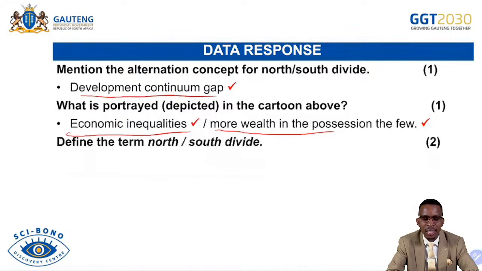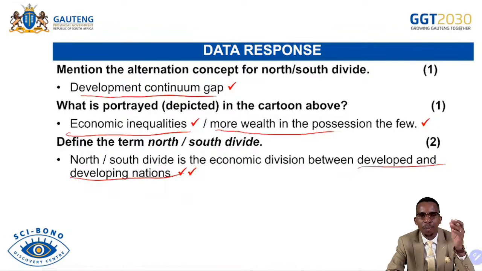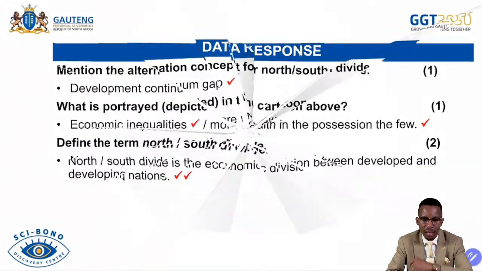Define the term north-south divide. North-south divide refers to the economic division or stratification between developed and developing nations. Remember, we say developing countries are part of the south divide. They are found in the southern hemisphere. Developed countries are part of the north divide. They are found in the northern hemisphere. However, it is possible to discover developed countries in the southern hemisphere.